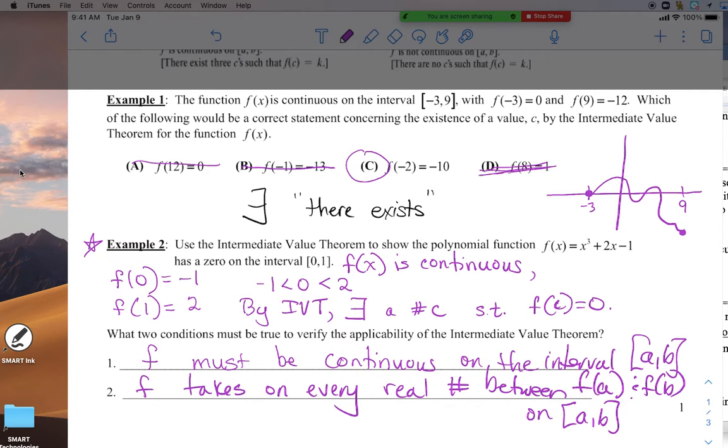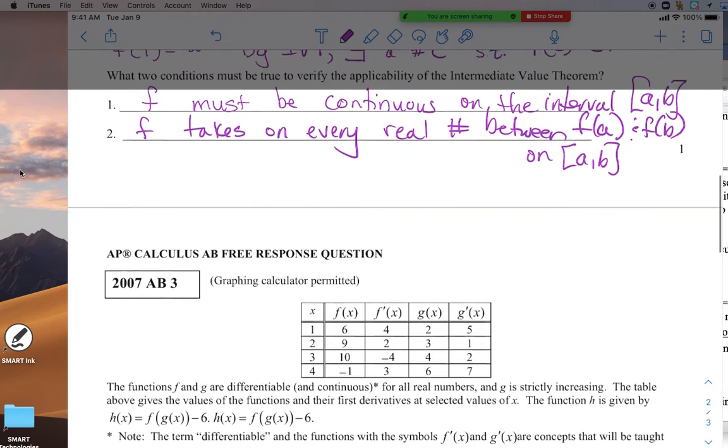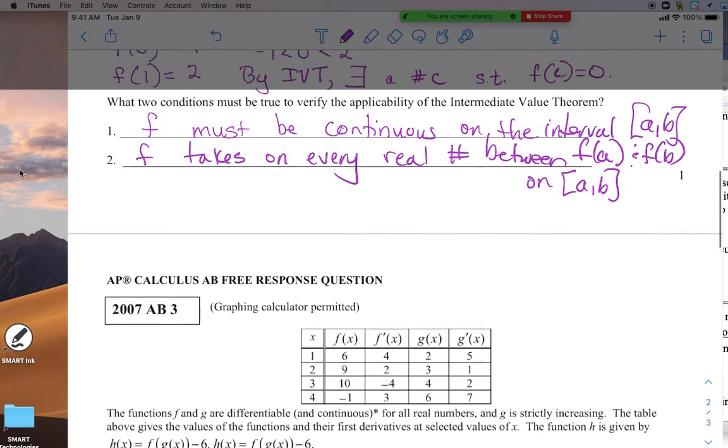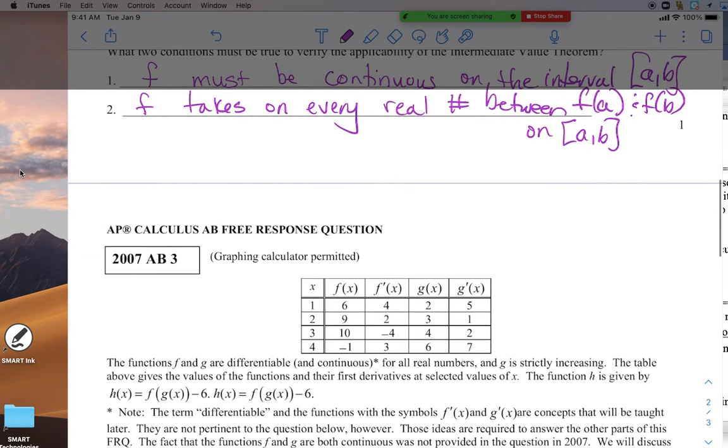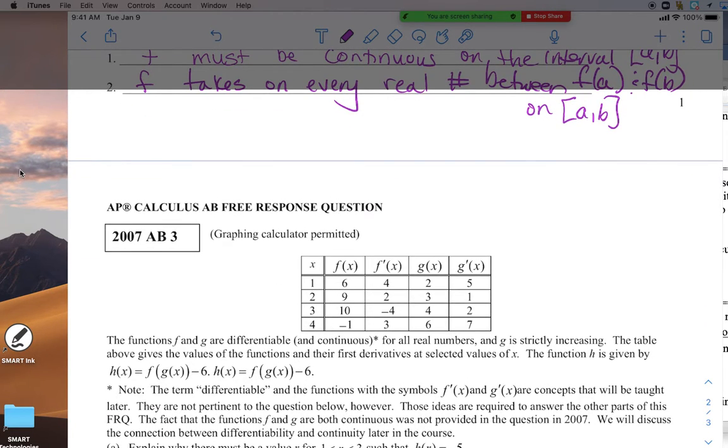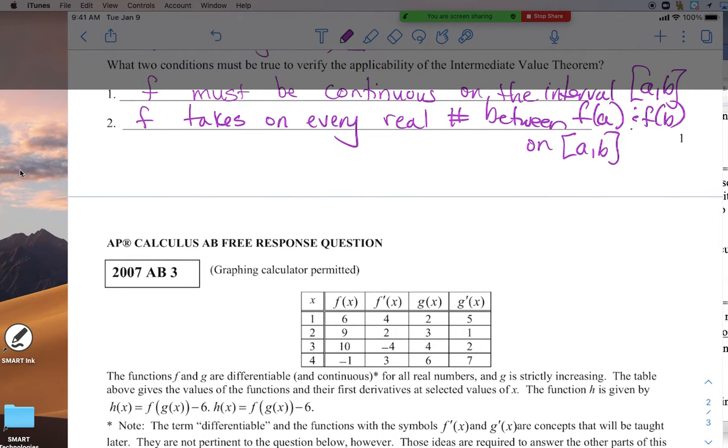All right, let's continue on. So here is a free response example. And we're just going to look at part A. Now there are some parts to this that you don't quite know yet, and that's okay, and they're not important for the part we're looking at.